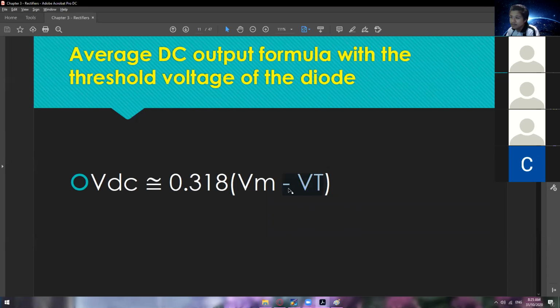And then in computing the VDC, same idea, it's just that you have to add this one. So before, 0.318 times VM. But right now, you have to consider the voltage threshold, which is minus VT. So VM minus VT, and then multiply it by 0.318. This is not the exact value, so you're going to use an approximation. So VDC is approximately 0.318 times Vm minus Vt. But of course, this is already correct since this is the one that we're going to use. So VDC is equal to 0.318 times Vm minus Vt.